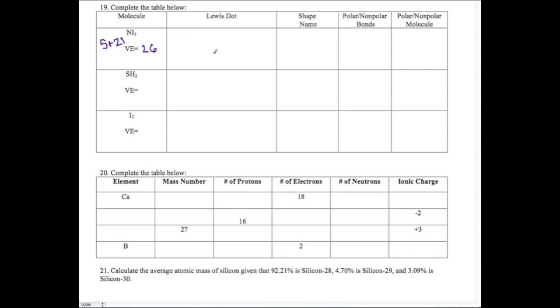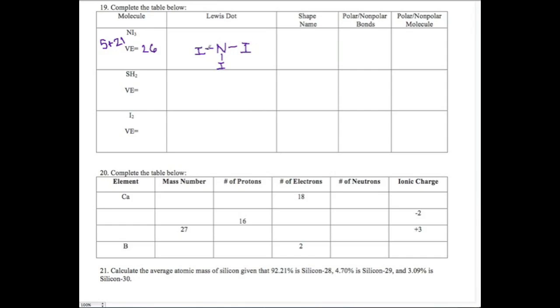So when I draw my Lewis dot structure, I need N in the center, and I have 3 I's. So whenever I see 3, I'm just going to draw it like this, just to be safe. So I'm going to put I here, an I here, and an I here. Okay, now I'm going to fill in with all of the valence electrons. Remember, each element needs to have 8 valence electrons around it.